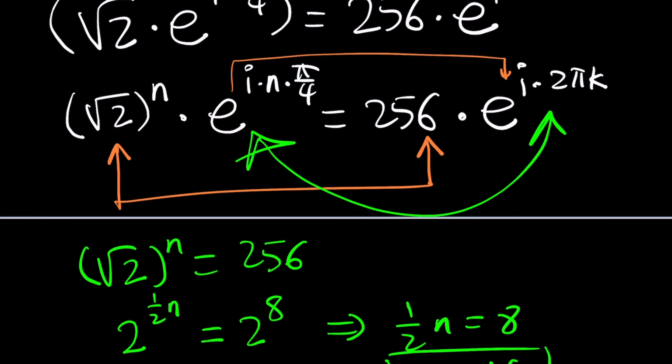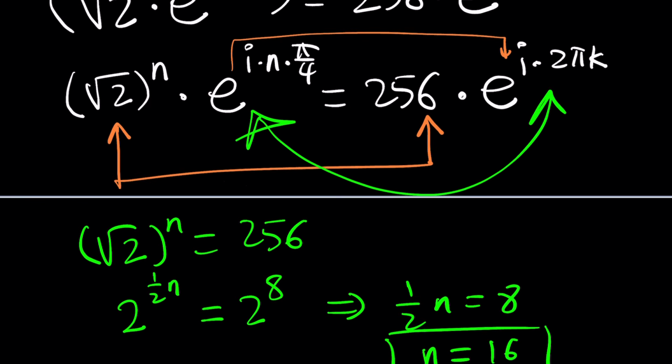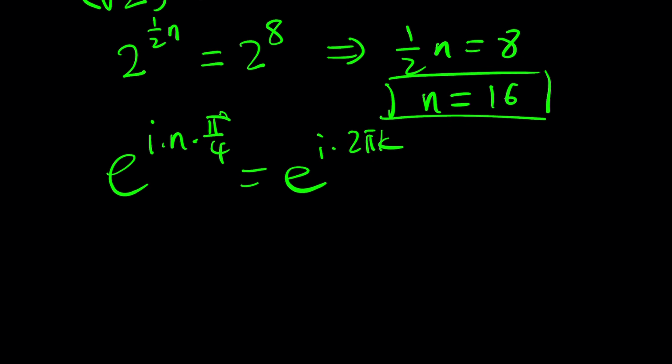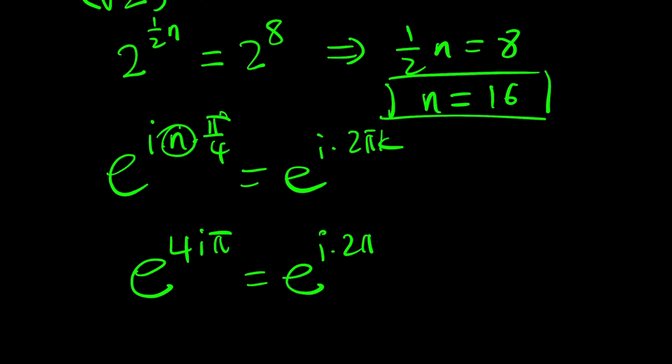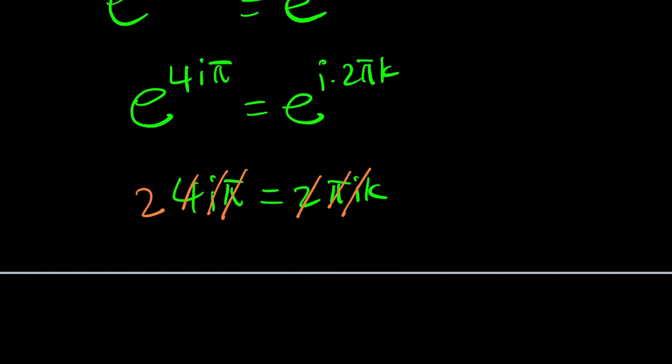Since we know the value of n right now, we're going to get e to the power i n pi over 4 equals e to the power i times 2 pi k. Now, if n is equal to 16, this is going to give you e to the power 4i pi, and that's going to equal e to the power i times 2 pi k. And from here, definitely, you're going to be getting something like 4i pi equals 2 pi ik. If you do simplify this a little bit, you can cancel out the i, you can cancel out the pi, you can divide both sides by 2, and guess what k gives you?